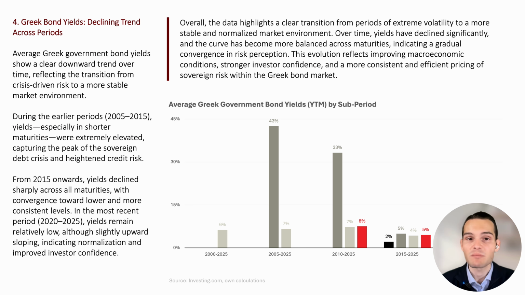Average Greek government bond yields also show how different maturities reacted across distinct market periods. Short-term bonds displayed the largest fluctuations, reflecting their greater sensitivity to sovereign risk and refinancing concerns during the crisis years. Over time, yield levels gradually converged and became more compressed across the curve, suggesting lower perceived default risk.